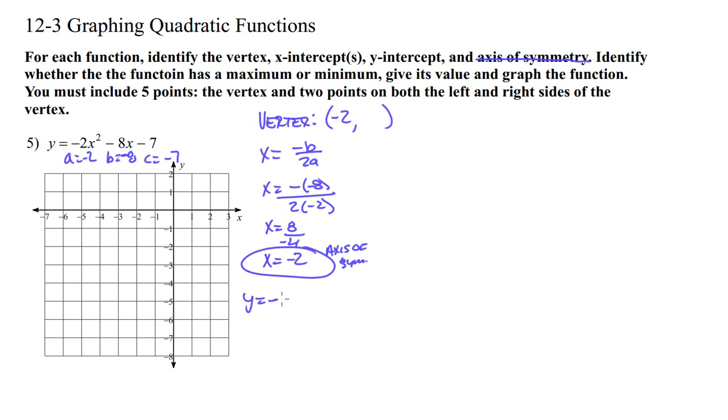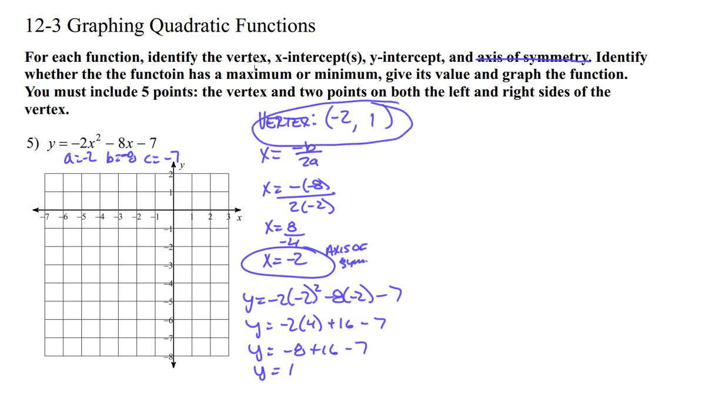Y equals negative 2 times negative 2 squared minus 8 times negative 2 minus 7. Negative 2 times negative 2 squared is 4. Negative 8 times negative 2 is positive 16. And then minus 7. So we get negative 2 times 4 is negative 8, plus 16 minus 7 gives us 1. Okay, so our vertex is at negative 2, 1. So negative 2, positive 1. There's our vertex.